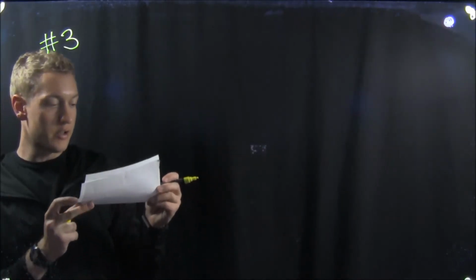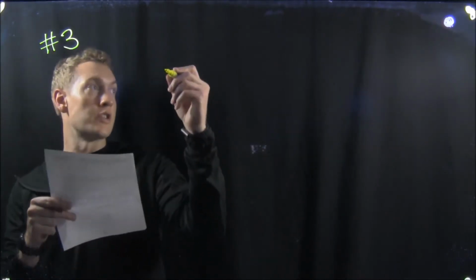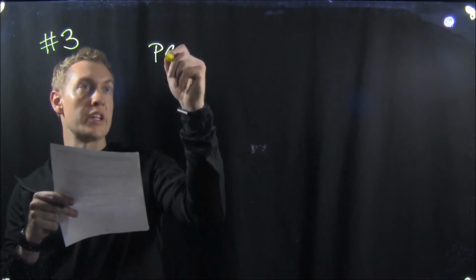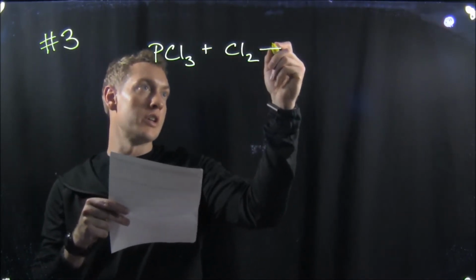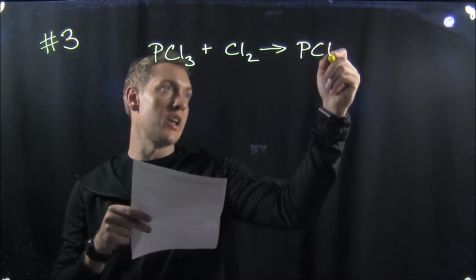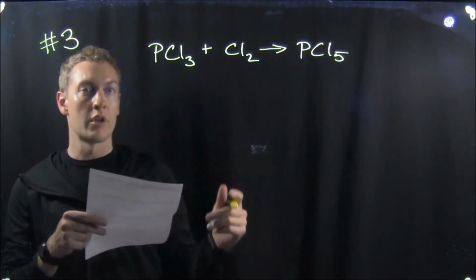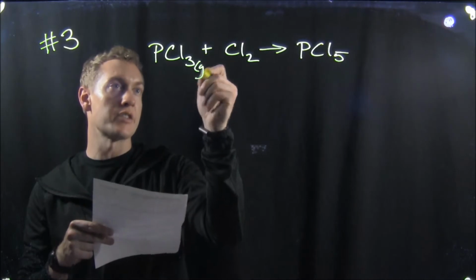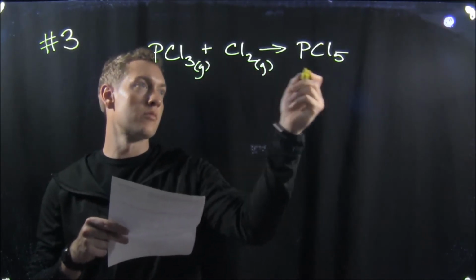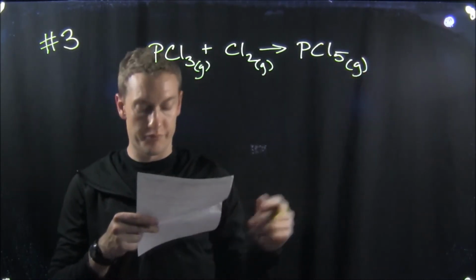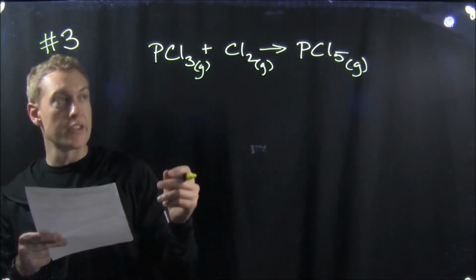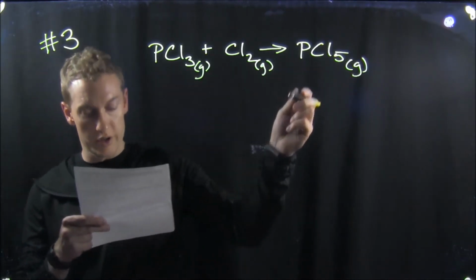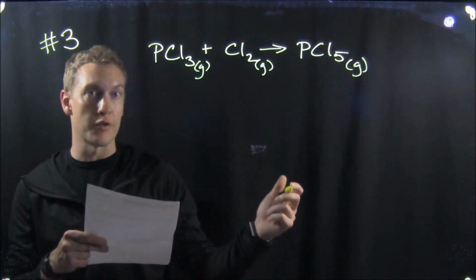Number 3 gives us an equation. It's PCl3 plus Cl2 yields PCl5. And it says that all of these are gases. And it gives us concentrations for each one of these.